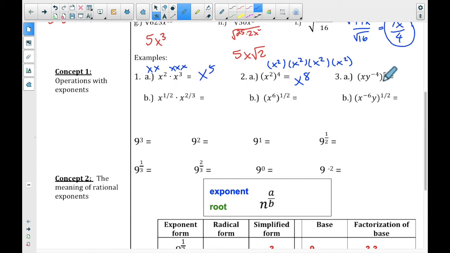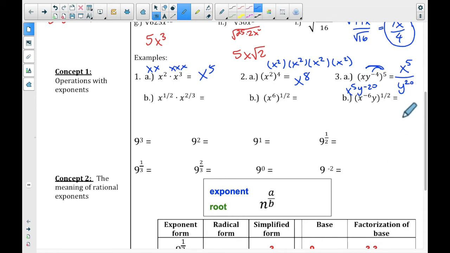And then we also talked about there's like a distributive property with these. So this is going to be x to the 5th, y to the negative 20th. And that x to the 5th stays in the numerator, but a negative 20 power has to go down below and become a positive 20.